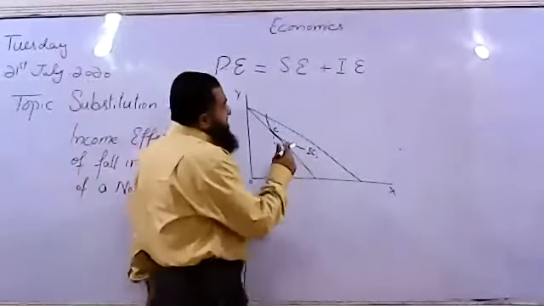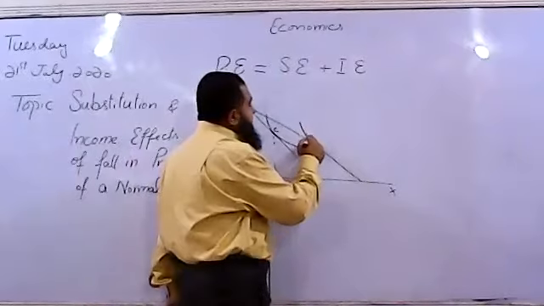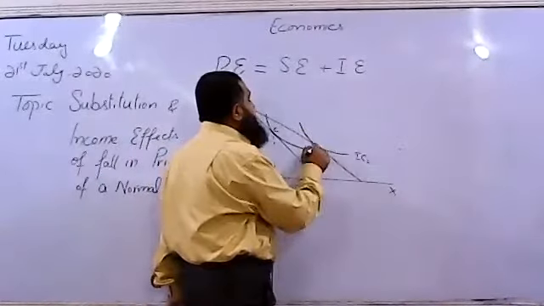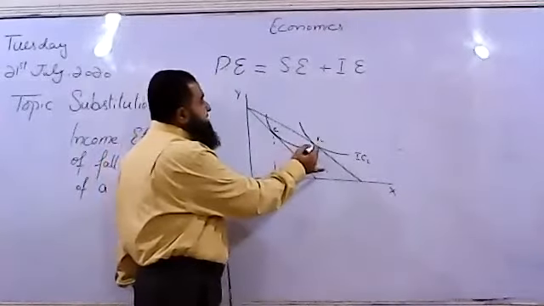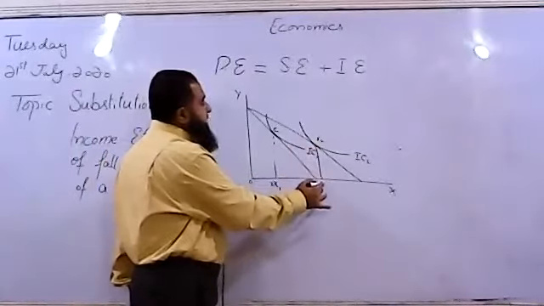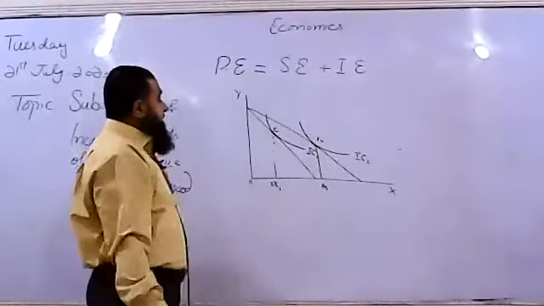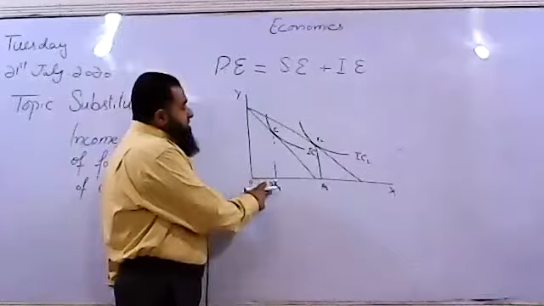Now, finally, there is a map available. Finally, consumer is consuming at new indifference curve 2. This is his new equilibrium point. So I can say here he consumes 8 units of X. This is, I can say, X3. Okay, consumer moves from X1 to X3.